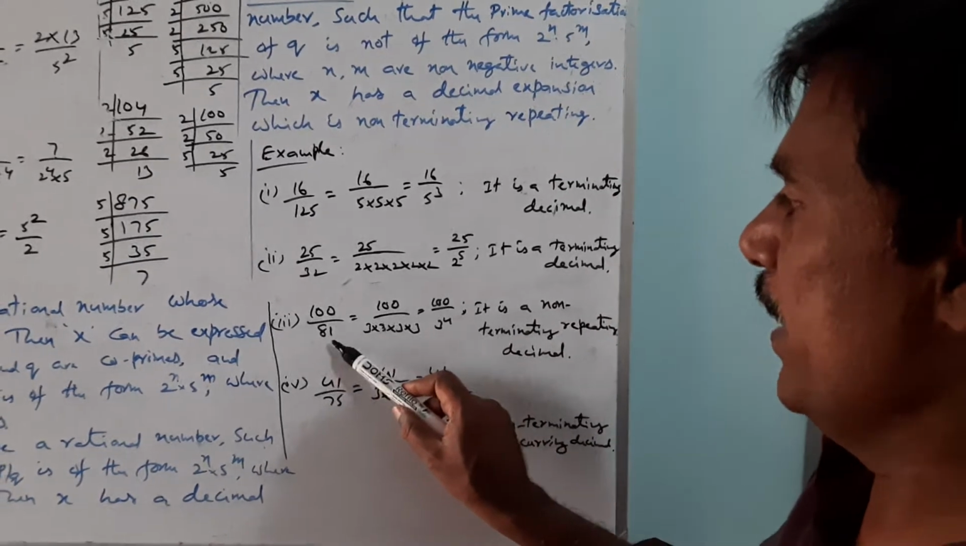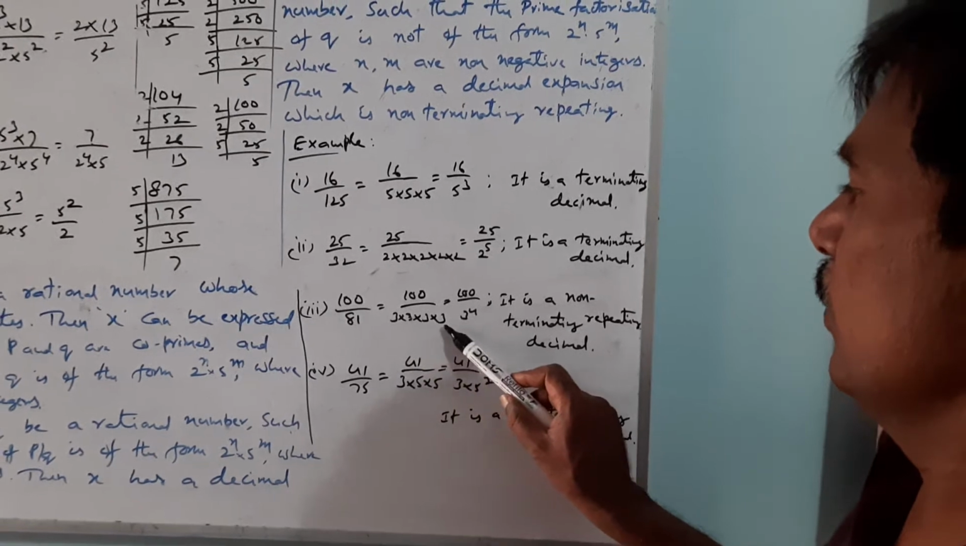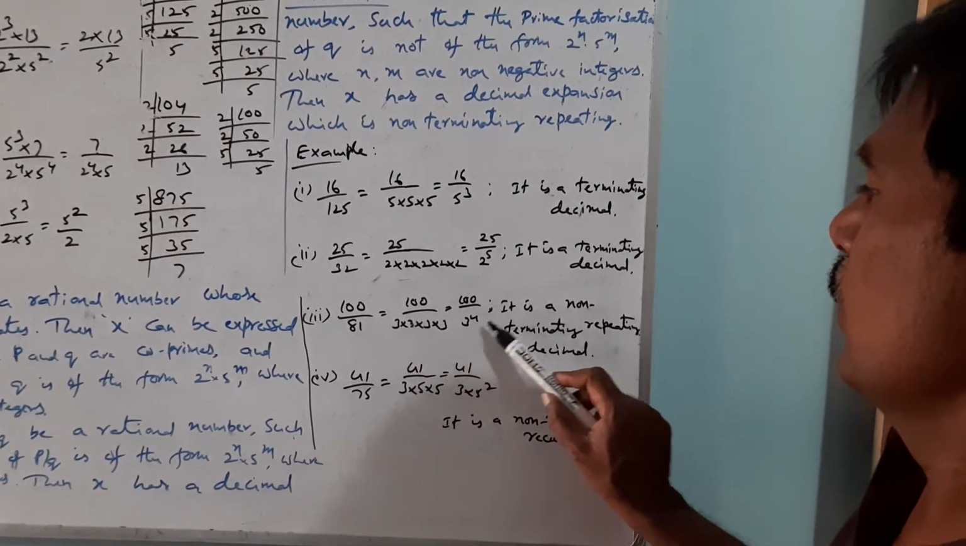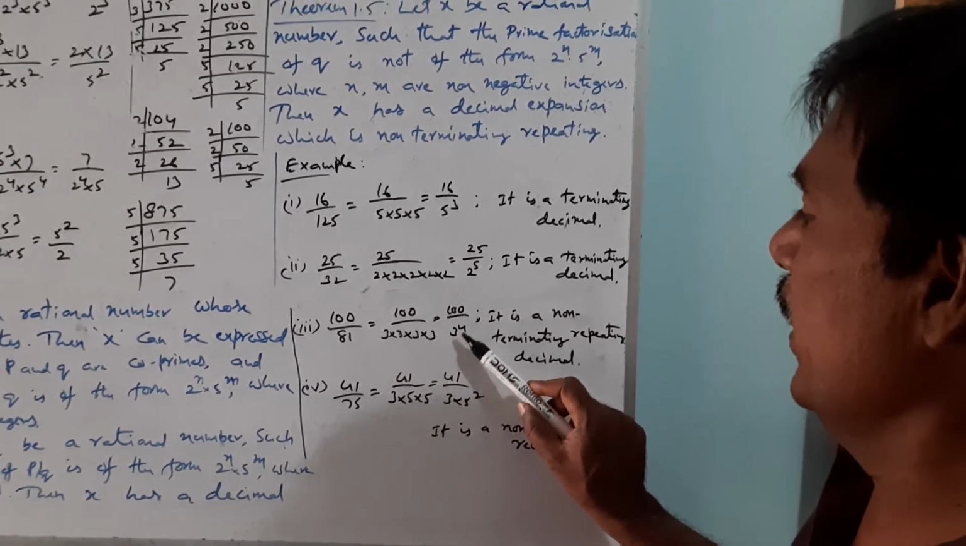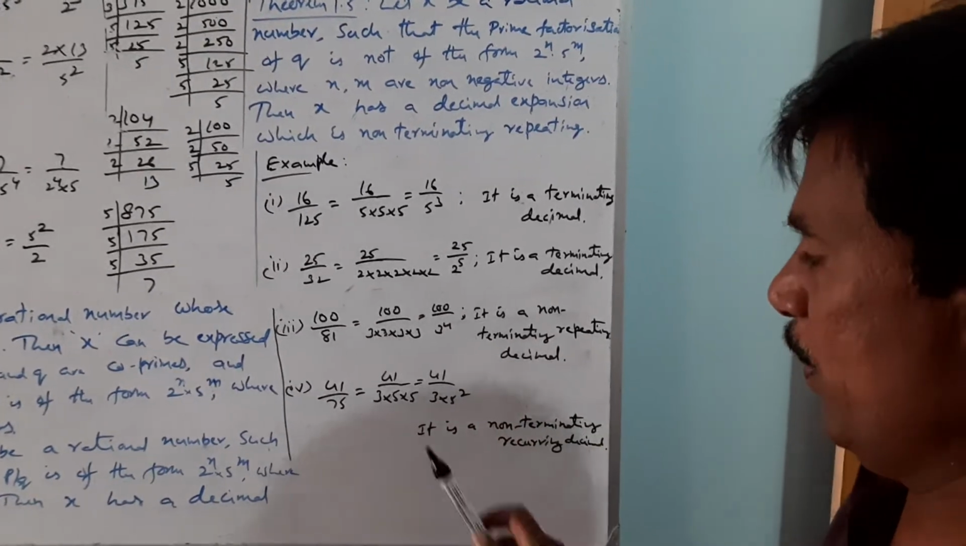Whereas 100 by 81, where 81 can be written as 3 into 3 into 3 into 3, that is 3 power 4. So it contains 3, so it is a non-terminating repeating decimal.